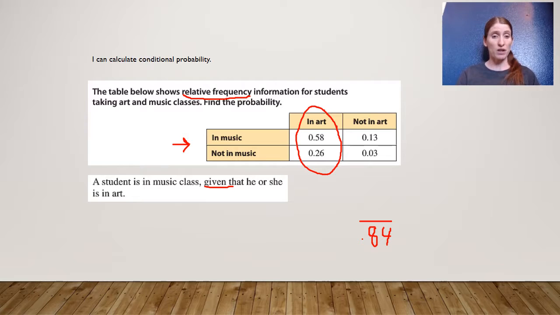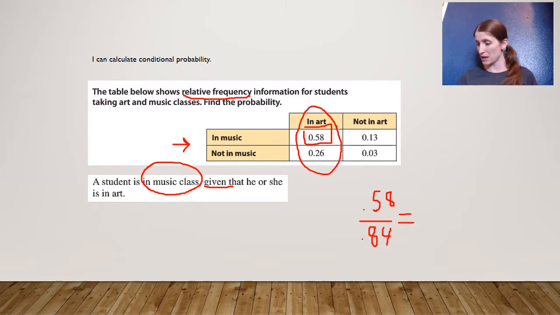Okay, now I want to know in music class, that's my numerator, so the ones that are in music class that are in my circle there are 0.58. And so now I go ahead and divide. So 0.58 divided by 0.84, and I get 0.6904, and then I'm going to move my decimal to change it to a percent. And this is really 69%.